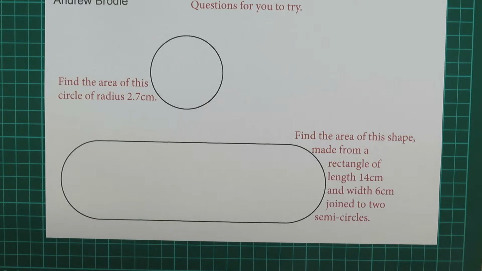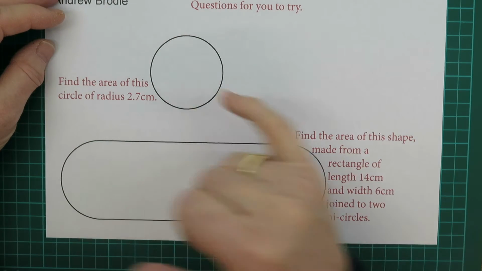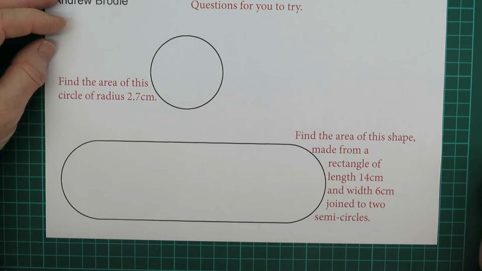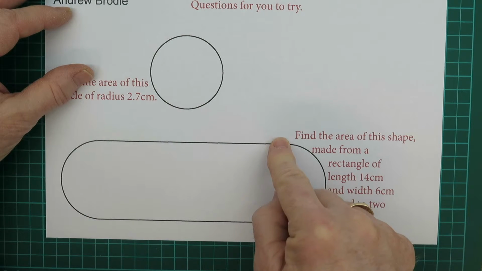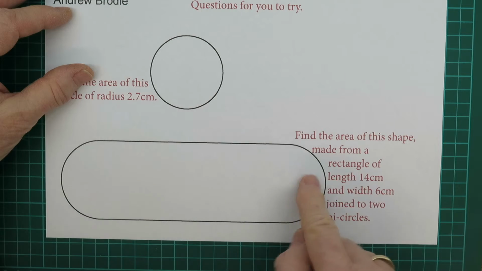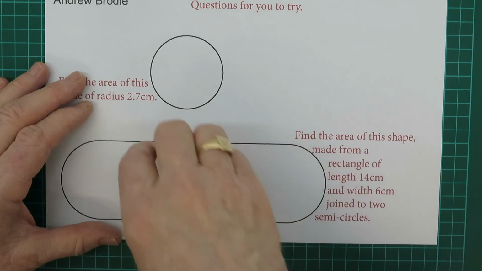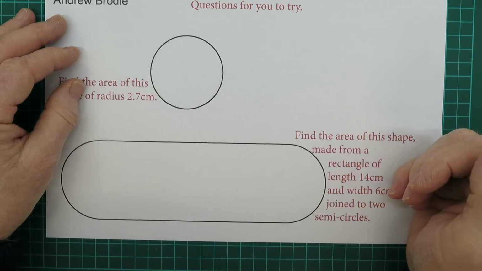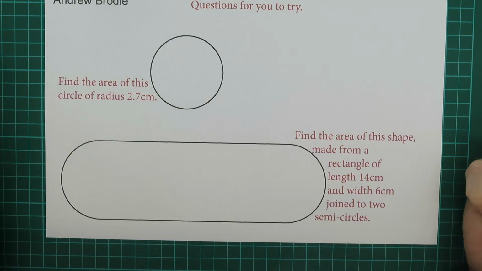And here's a couple of questions for you to try. This one is very straightforward. Find the area of this circle of radius 2.7 centimetres. This one, well, a clue would be to look at the rectangle in the middle and the two half circles. So two half circles together would make a whole circle. So if you could take the rectangle out and squash the two half circles together, you'd get a whole circle. Pause the video while you try the questions.